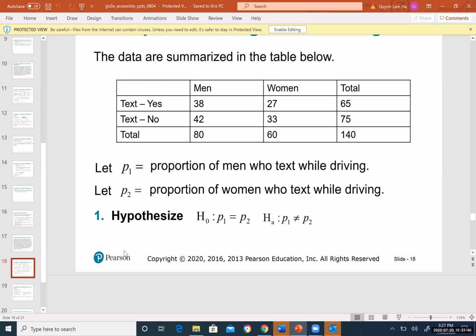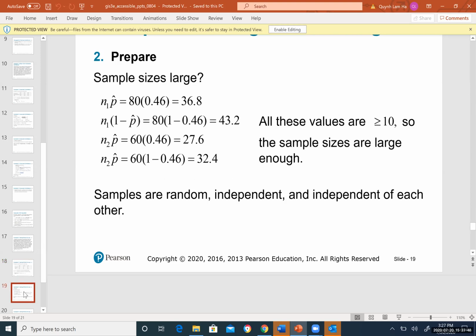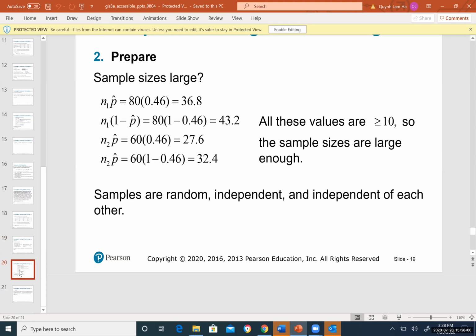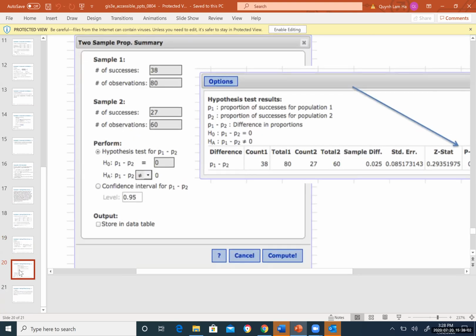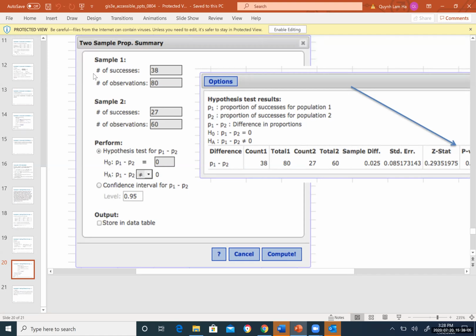Or if you run StatCrunch, what are you going to do? You're going to have p1 minus p2 not equal to 0. That's what you need to put in your StatCrunch. So here is step 2. When you're doing it by hand, you're testing for it, and again, the conditions are satisfied. So when you run StatCrunch, look at this. Sample 1, the number of successes is 38. The number of observations is 80. Sample 2, the number of successes is 27, and the number of observations is 60. And make sure you check this box, okay?